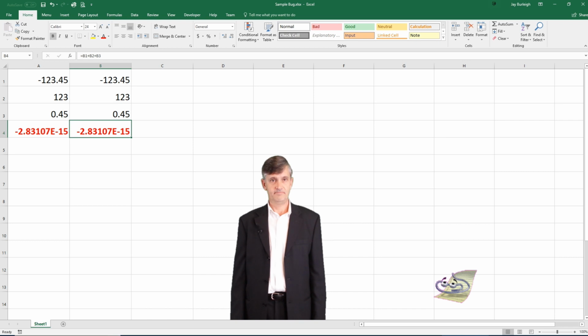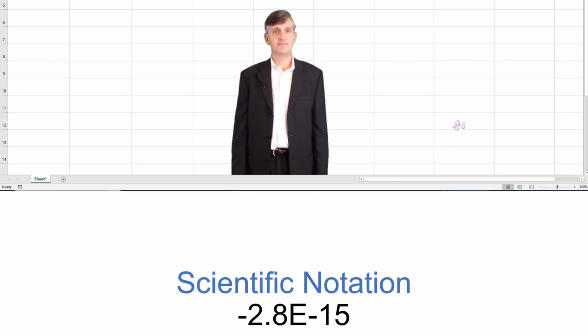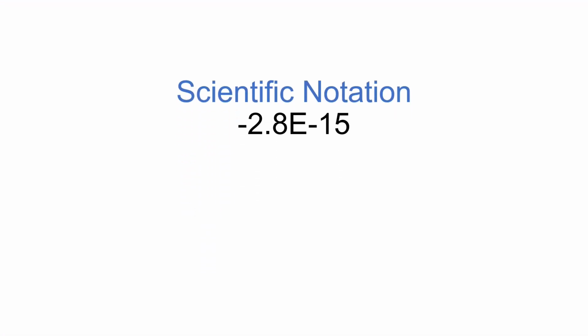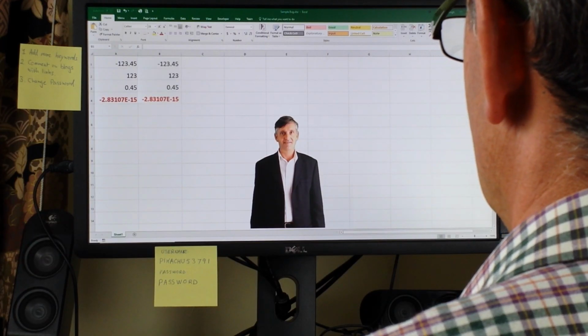So what is minus 2.83107e minus 15 anyway? I mean, is that even a number? Minus 2.8e minus 15 is scientific notation. It means negative decimal point followed by 14 zeros then 283. Okay, but that still doesn't explain why it's wrong.